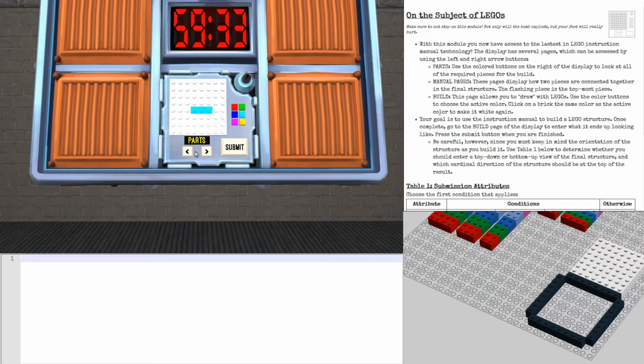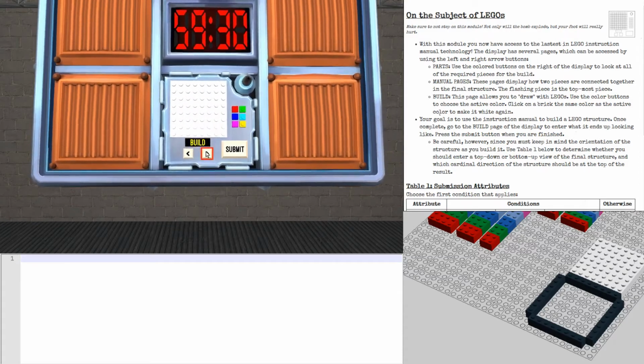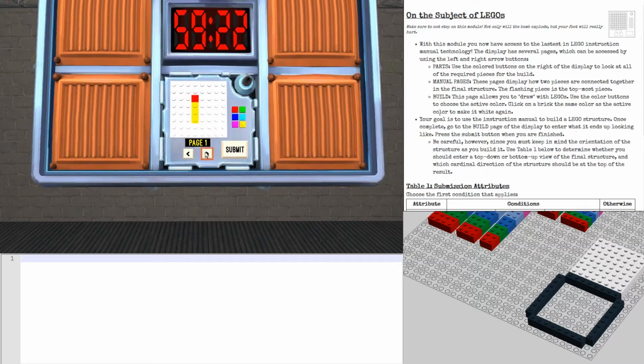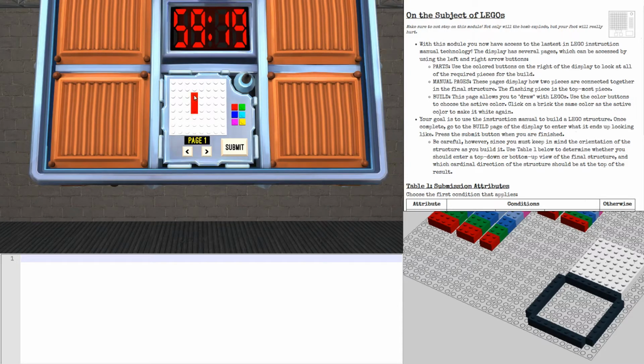First of all, we have these left and right arrows here that allow us to move between various pages. The first page says parts. We don't need that, we can ignore that. Then there are several pages where you have one Lego piece that is stationary and another one that is flashing or blinking. Then there may be like 5 or more of those pages. And then finally we have a build page where we can put Lego bricks ourselves, and then there is a submit button, which obviously at this point would give us a strike because this is wrong. So let's take this out again.